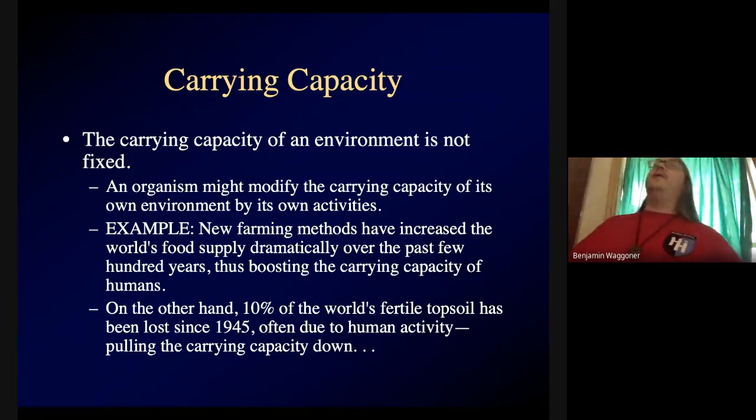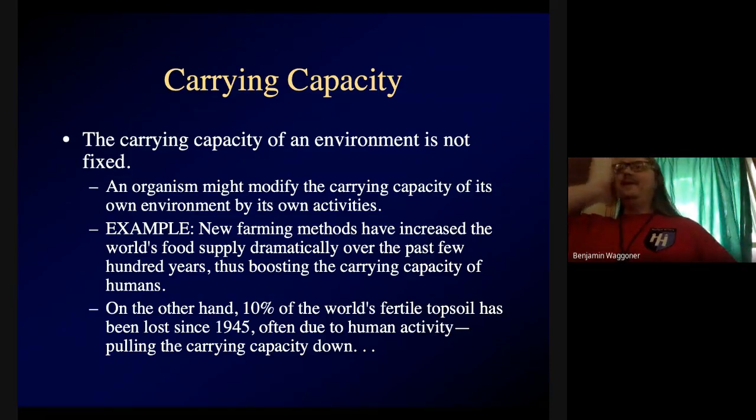But even before then, all through human history, people have developed new crops, new ways of plowing. They've taken more land into cultivation, and the world's food supply for people has increased dramatically, and that boosts the carrying capacity of humans. The world can support more people now than it could 100 years ago because people have acted to increase the carrying capacity of humans.